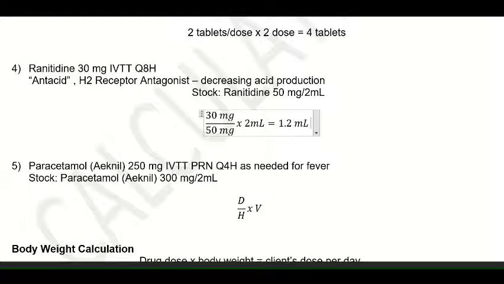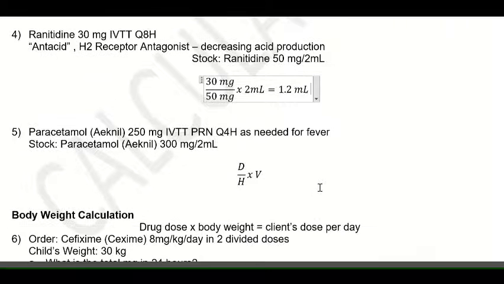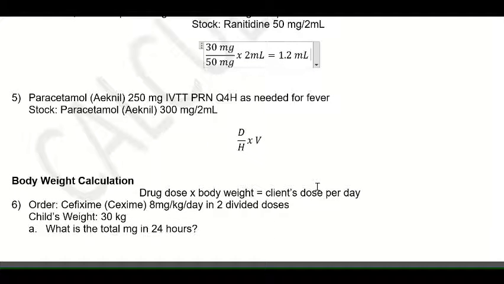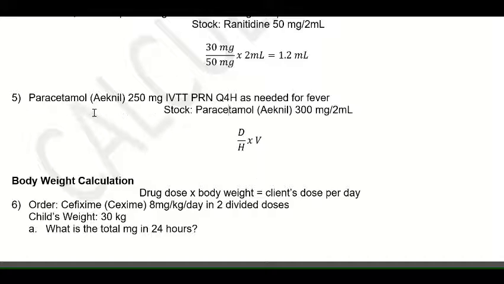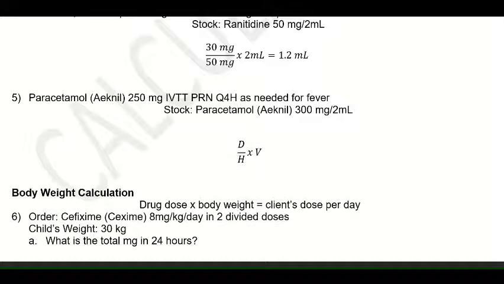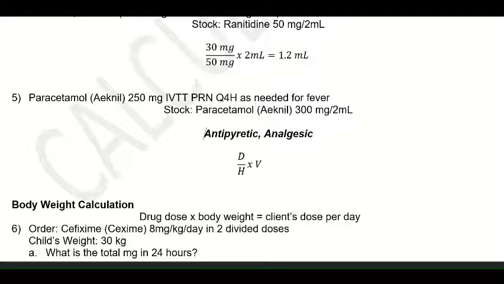Let's go back. Paracetamol. You may pause the video if you would want to practice on your own. Paracetamol, 250 milligrams IV, PRN, as needed every 4 hours. Stock is paracetamol, 300 milligram per 2 ml. You know what paracetamol is. It's an antipyretic. To add more to that knowledge, other than being an antipyretic, your paracetamol is also an analgesic. Your paracetamol could also be used to relieve pain. This one is an IV preparation of your paracetamol.